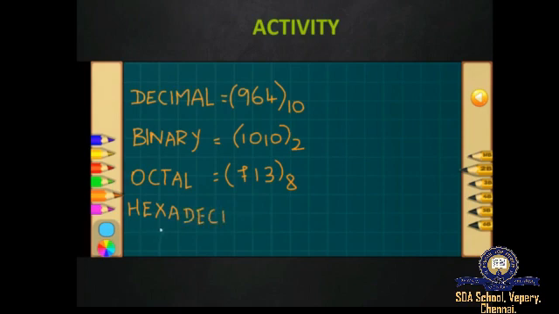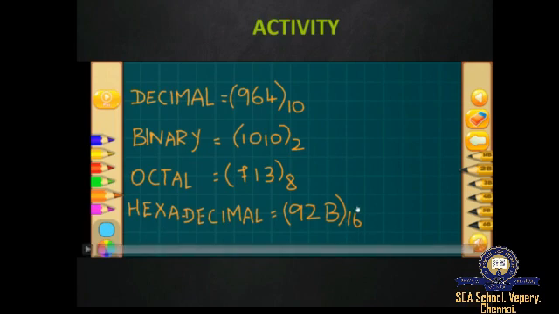For hexadecimal we have 0 to 9 numbers, and after 9 we represent with the alphabets from A to F, which represent the numbers 10 to 15. The base value for hexadecimal is 16. B also we have in hexadecimal. B represents what number? For 11 we have the alphabet B.